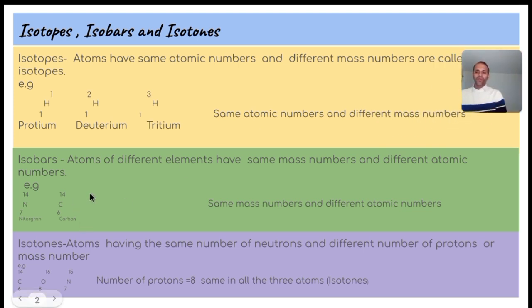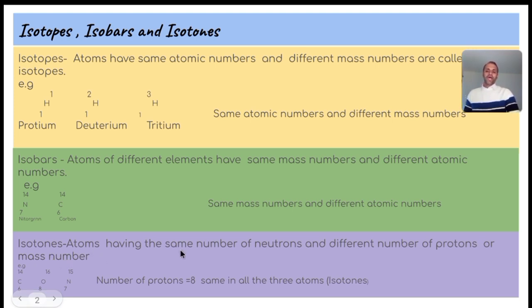Isobars are just the opposite of isotopes. They have the same mass number and different atomic numbers. You can see nitrogen has atomic number 7 and mass number 14, and carbon has atomic number 6 and the same mass number as nitrogen, 14. So they are isobars. And there's a third group of elements that show the property of isotones.